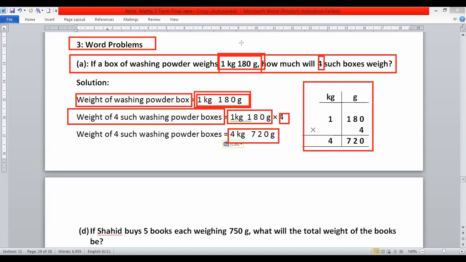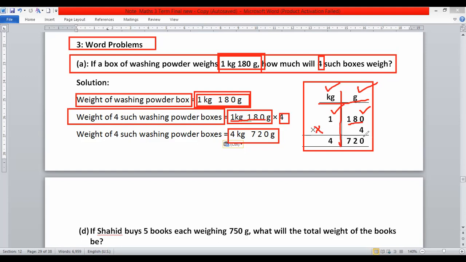First of all, you will draw two columns like this. On one side, you will write kg, kilogram, and on the other side, you will write gram. After that, you write this weight here, 1 kilogram and here 180 gram, and then multiply by 4.